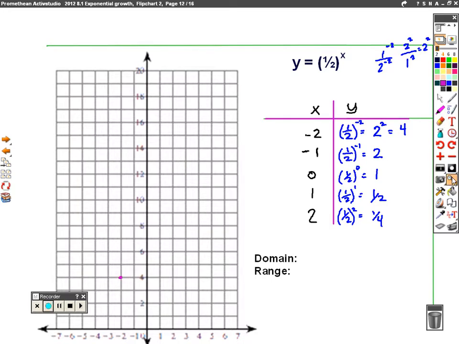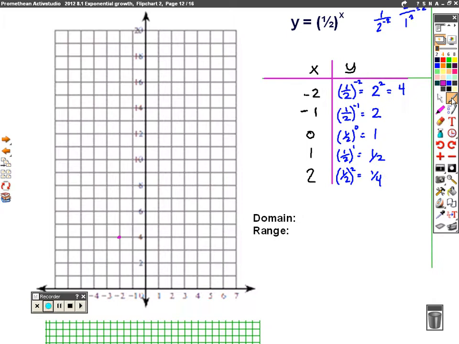Actually, I'm going to move this up so I can see it better. Negative 1, 2. 0, 1. 1/2. And 2/4. And again, I'm just approximating that 1/4. So we want to draw our asymptote, right? There was no shift in our k, so our asymptote is just y equals 0.